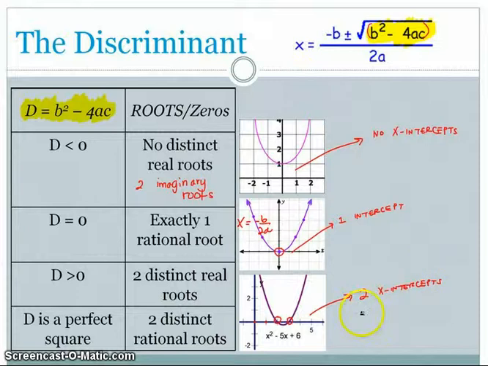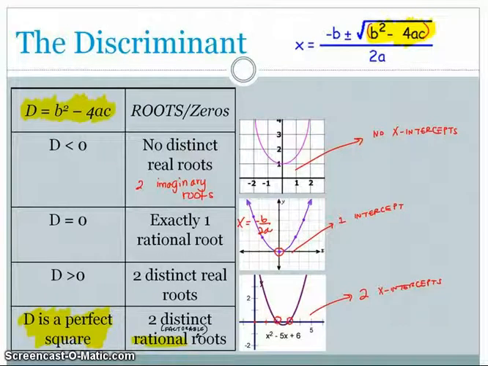Now if it so happens, and this is a special case here, that when I look at the discriminant it's not only greater than 0 but is a perfect square, then my roots are going to be rational. And anytime you have rational roots, that means that it's factorable. Now, if I have a problem that's factorable, then I'm probably going to factor and use the zero product property as my method for solving.